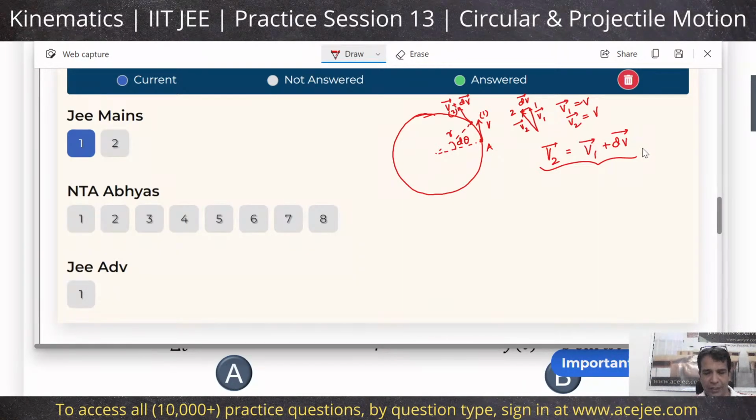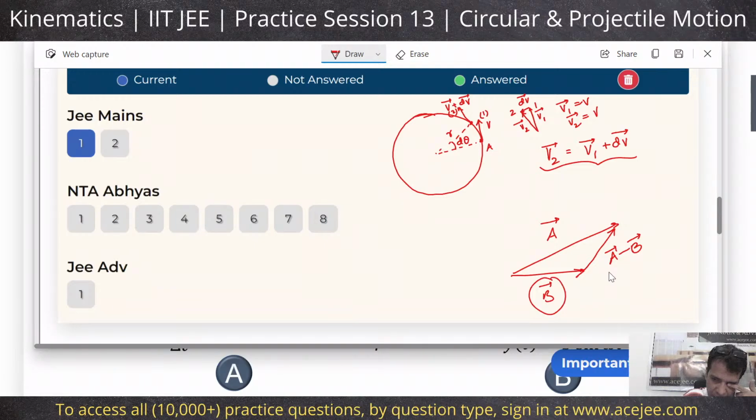So if I just redraw it, there are two vectors, this is a and this is b. If I want to find vector a minus b, which vector is this? This is the vector A minus B. Convince yourself. Why do I say that? As per the law of vector addition, this vector plus this vector should give me this vector. B plus A minus B, the B will cancel out, and we'll get the A vector. Clear?